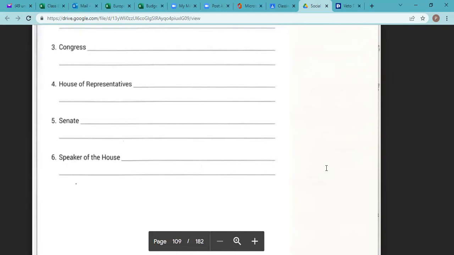Also, when it comes to the House of Representatives and the Senate, you do not have to be a US born citizen to be in either of those positions. You do, however, need to live in the United States as a United States citizen for so many years. It could be 5 years. Look out some of the information and then write it down in there. What is Speaker of the House? What is that person's responsibility?